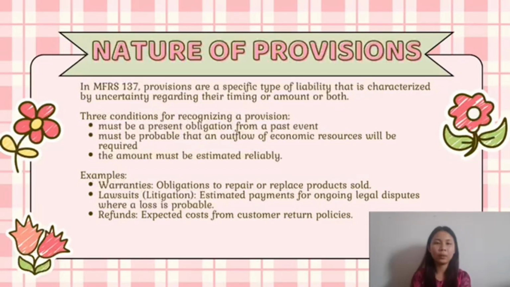For example, warranties are a common provision. When a company sells a product with a warranty, it is expected to repair or replace defective goods. Although the exact cost is unknown, it can be estimated based on past experience. Another example is litigation. If a company is likely to lose a lawsuit, it must estimate the compensation and record it as a provision. Refunds are also provisions, as companies must estimate the cost of returned goods.